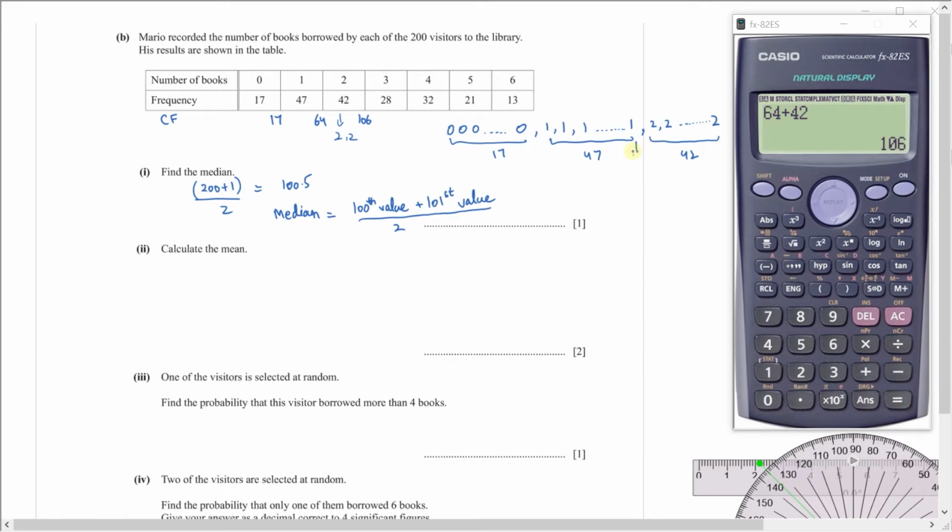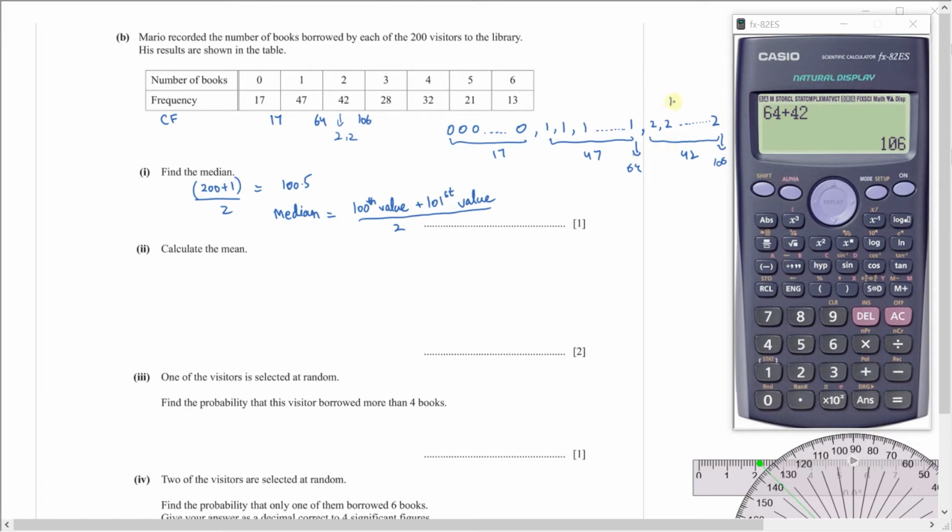So when you're taking the cumulative frequency, up till this point, you have 17 people. Up till this point here, you have 64 people. You added 47 and 17. So when you end up here, you have 106 people that you have counted. So these numbers, not people, but you can say values. So you have 17 zeros, 47 ones, 42 twos. So total number of values counted up till this point is 106. That's why your cumulative frequency here is 106.